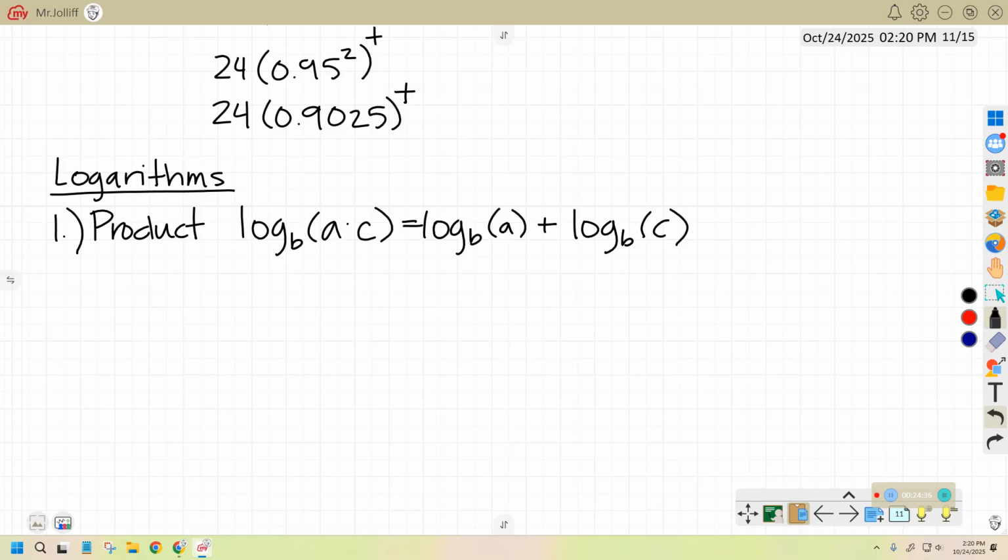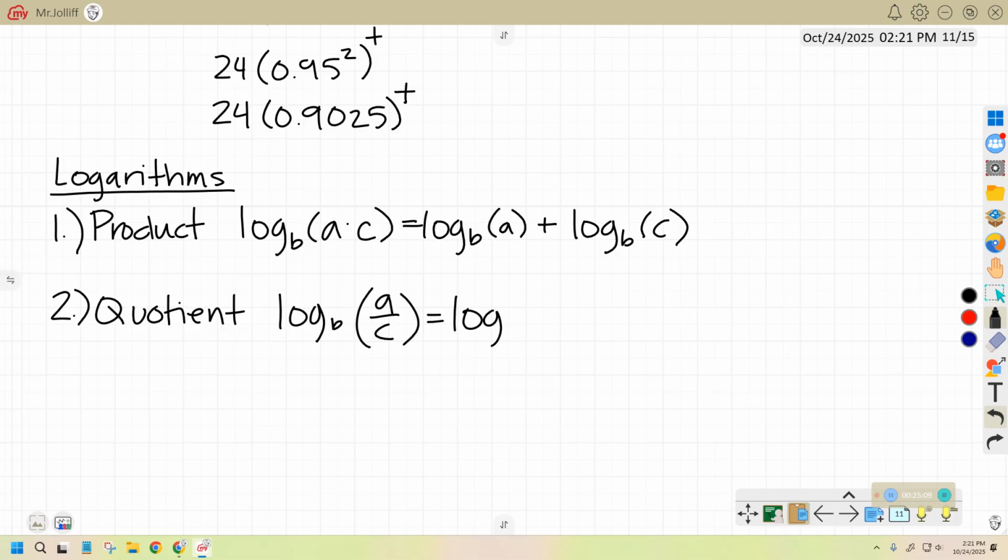When I was multiplying exponentials, I added their exponents. So when I'm multiplying inside a log, I am just adding the logs. The next rule follows that pattern. It's our quotient rule. If multiplication becomes addition, what do we think division is going to become? Subtraction. Good. And just like with exponents, it's top minus bottom. So log of A minus log of C.